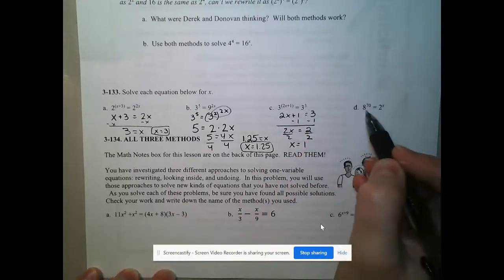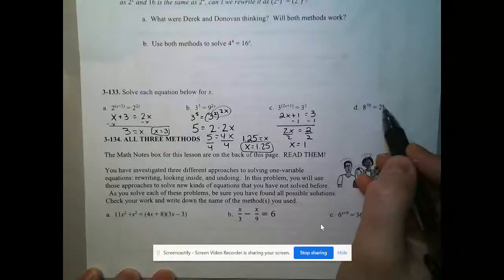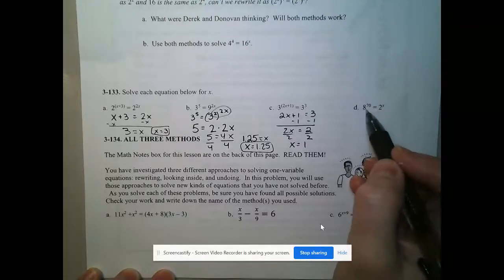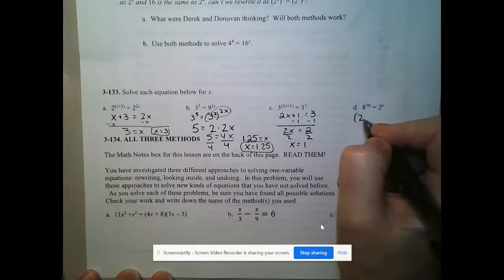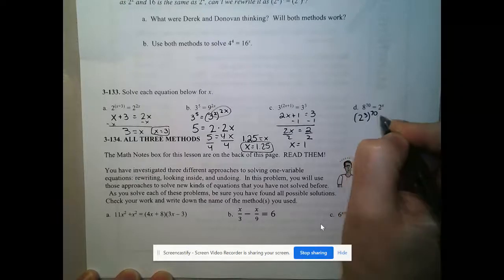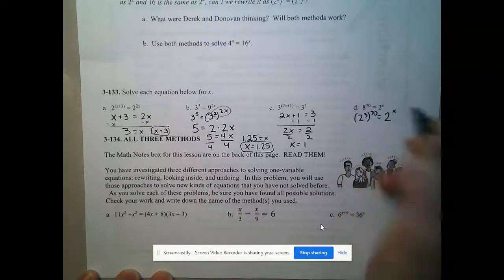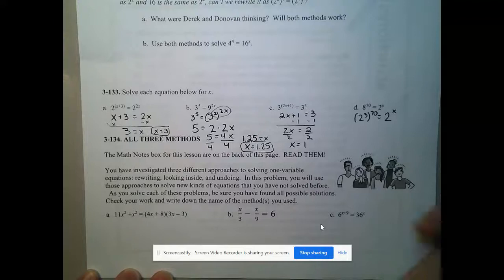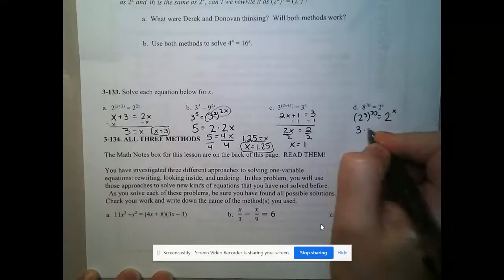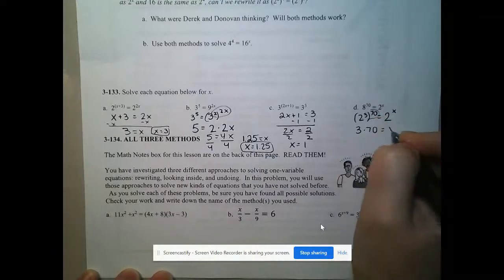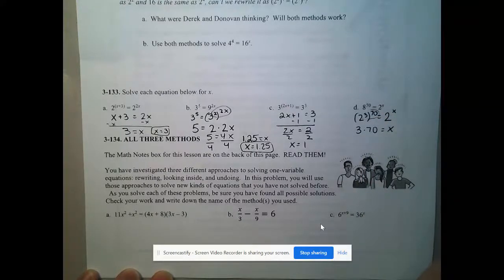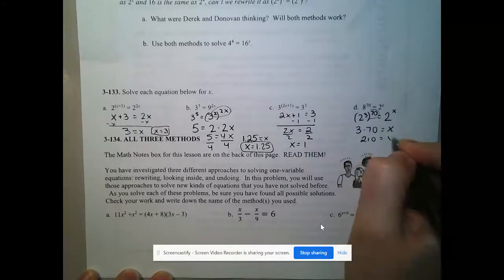The fourth example here, 8 to the 70th and 2 to the x, do not have the same base, but 8 can be written as 2 to the third. 2 times 2 times 2 is 8. So 2 to the third raised to the 70th power has to equal 2 to the x. So now that they have the same base 2, 3 times 70 in the exponents on the left has to be equal to the x exponent on the right, which means 210 equals x, or x equals 210.